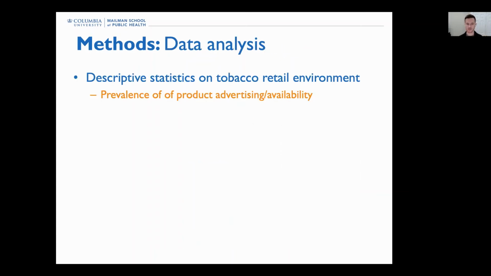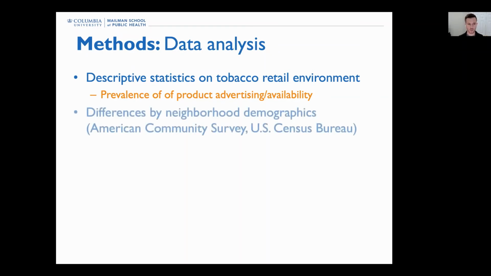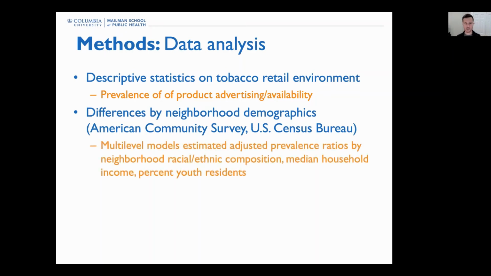So for our data analysis, initially we just wanted descriptive statistics. How prevalent is advertising for these products? How available are they? And more importantly, we wanted to see if there were differences by neighborhood demographics. So because NTAs were groups of census tracts, we could really precisely calculate the demographics and different socioeconomic characteristics of those neighborhoods. So in the paper that we published based on this study, we used multi-level models. This accounted for the fact that retailers were nested or clustered within neighborhoods. So we used multi-level modeling to estimate adjusted prevalence ratios.